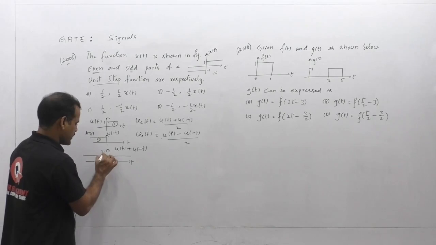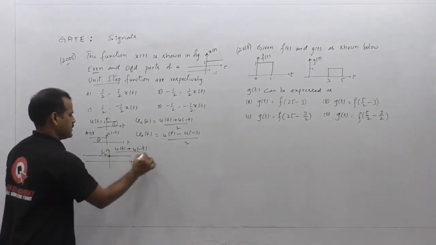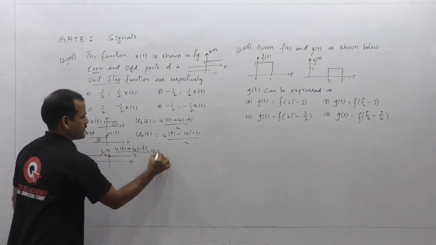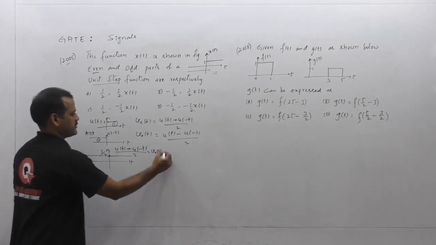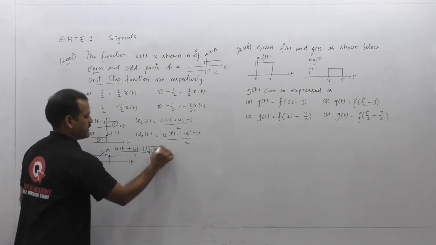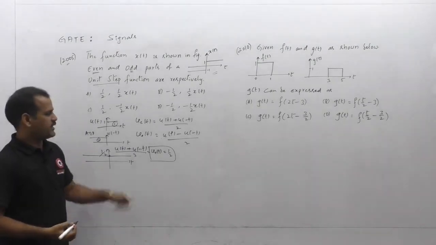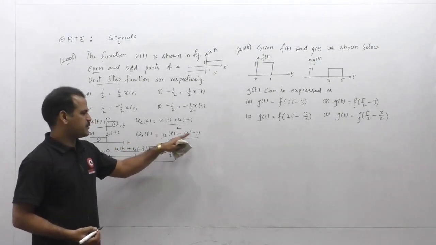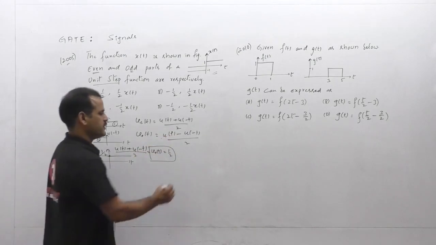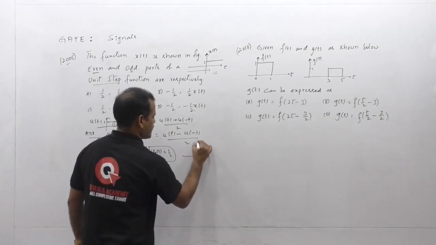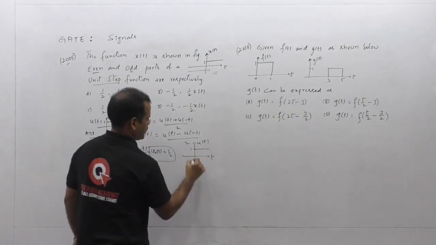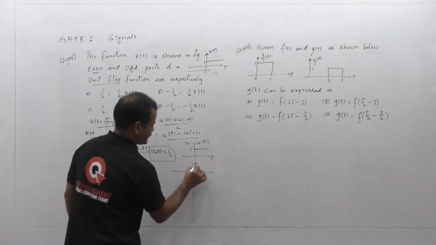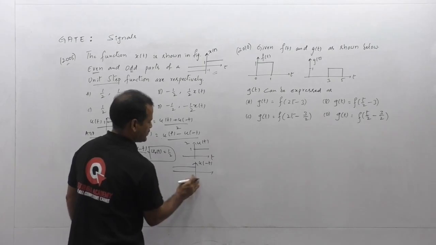So this amplitude we can divide by 2. Then this is nothing but the even part of the unit step function, that is equal to 1 by 2, a DC function. Similarly, if we see the odd part of the unit step function, the reflected part should be subtracted from the original signal. So let us consider u of t and the reflection u of minus t.